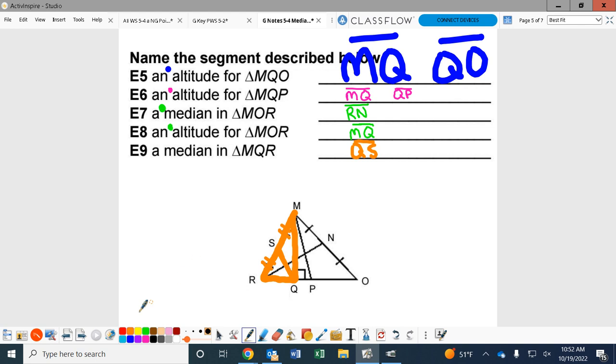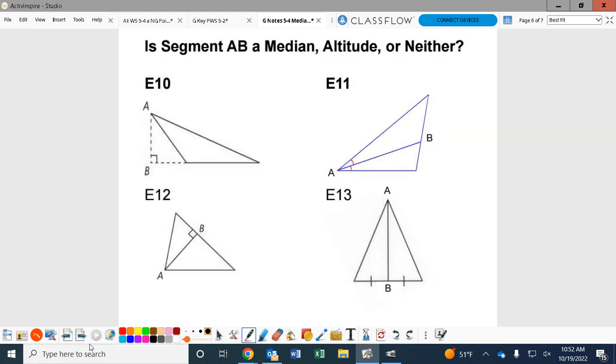Okay, guys. So last thing real quick is going to be deciding, this is one of the things you have to do on your homework, is it a median, is it an altitude, or is it neither? So here we go. Starting off with, guys, this one throws people off every time. This is going to be a problem where you have it from a vertex to the opposite side at a right angle. So what's that going to make it? Altitude. Guys, just because it's outside doesn't mean it can't be an altitude.